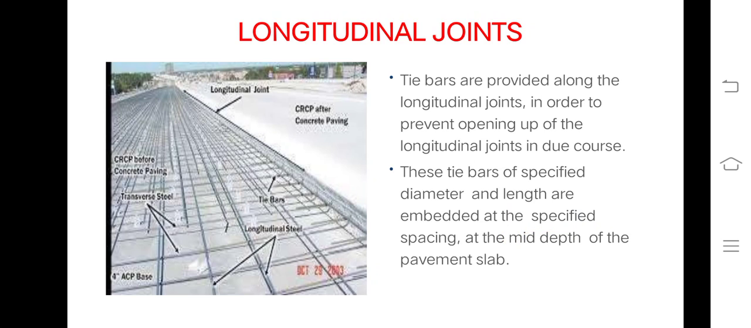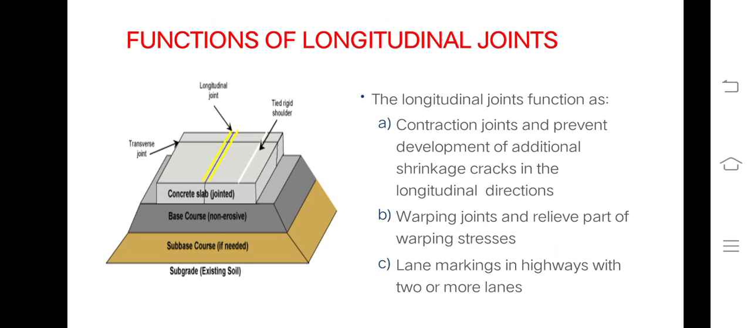Suppose this is a cross section of a longitudinal joint. The tie bars are provided along the longitudinal joints in order to prevent the opening up of this longitudinal joint in due course. These tie bars of specific diameter and length are embedded at the specified spacing at the mid depth of the pavement slab. As in the previous figure, we have seen how these tie bars are provided to keep these longitudinal joints intact. Functions of this longitudinal joint: firstly, it acts as a contraction joint and prevents the development of additional shrinkage cracks in the longitudinal direction. Then it acts as a warping joint and relieves part of the warping stresses.